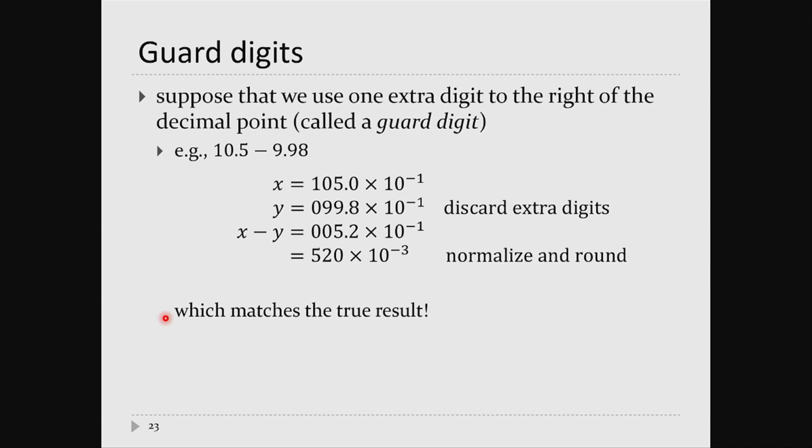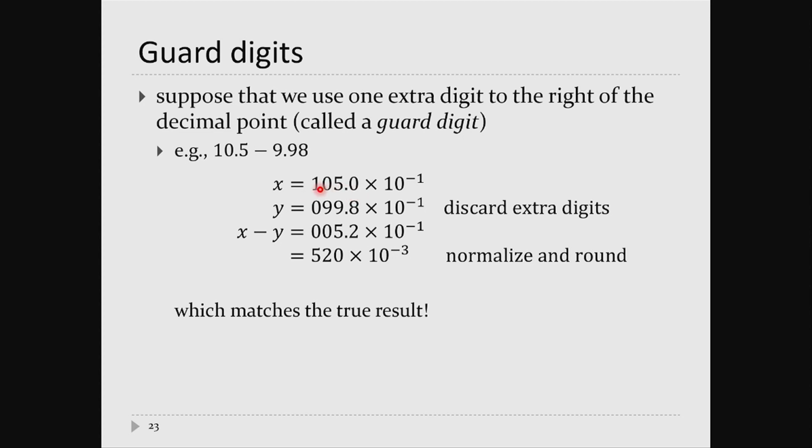OK, so I'm going to do the same thing that I did for addition. Let's introduce a 4th digit. These are called guard digits. So I will keep 1 extra digit after the decimal place. So now I've got a 3-digit significand, but there's an extra digit after the decimal place. So I now effectively have a 4-digit significand, right?